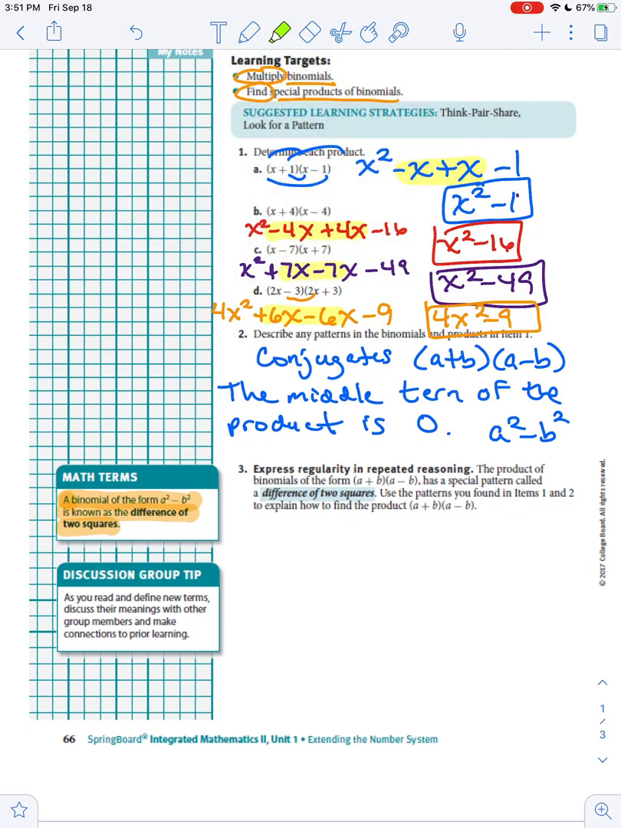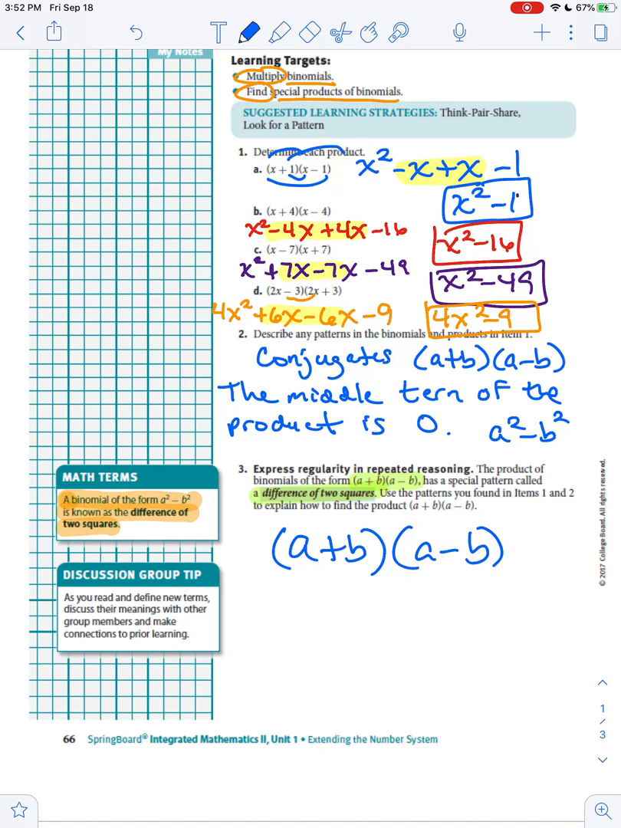So anytime you have binomials in the form of a plus b and a minus b, a special pattern called a difference of two squares occurs. And we can use these patterns from problems 1 and 2, and we can explain how to find the product of a plus b and a minus b. So to do a plus b and a minus b, you can always do all 4 steps of FOIL, okay, with all binomials. It's a good habit to always do all 4 steps of FOIL.